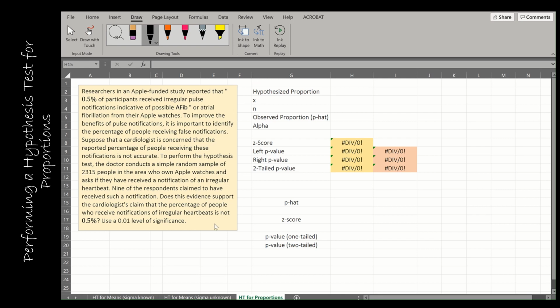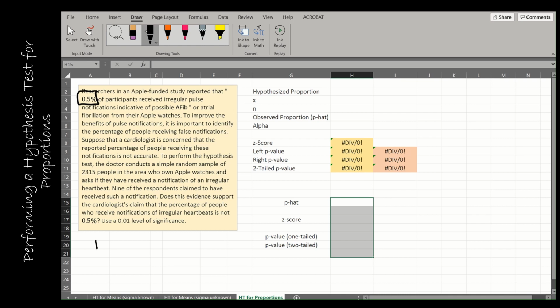The other thing that makes this one different is that this is going to be a two-tailed test. So let's talk about what the question is asking. We're looking at an Apple Watch and the health app in the Apple Watch that reports to users of the Apple Watch that they have an irregular pulse notification, which is indicative of AFib. So they are reporting that 0.5% receive that indication that they have an irregular pulse.